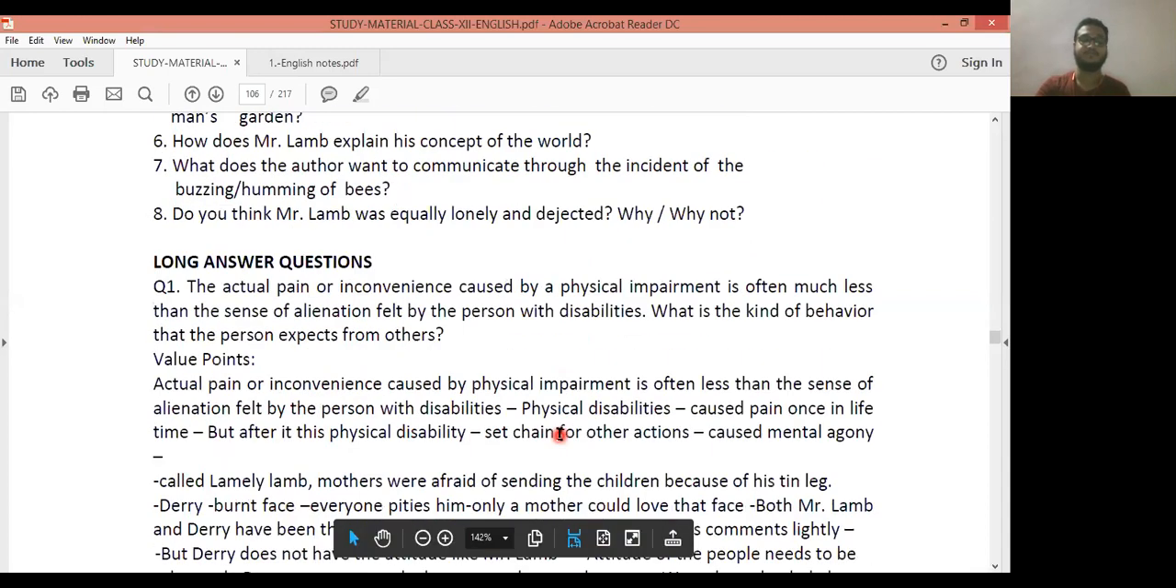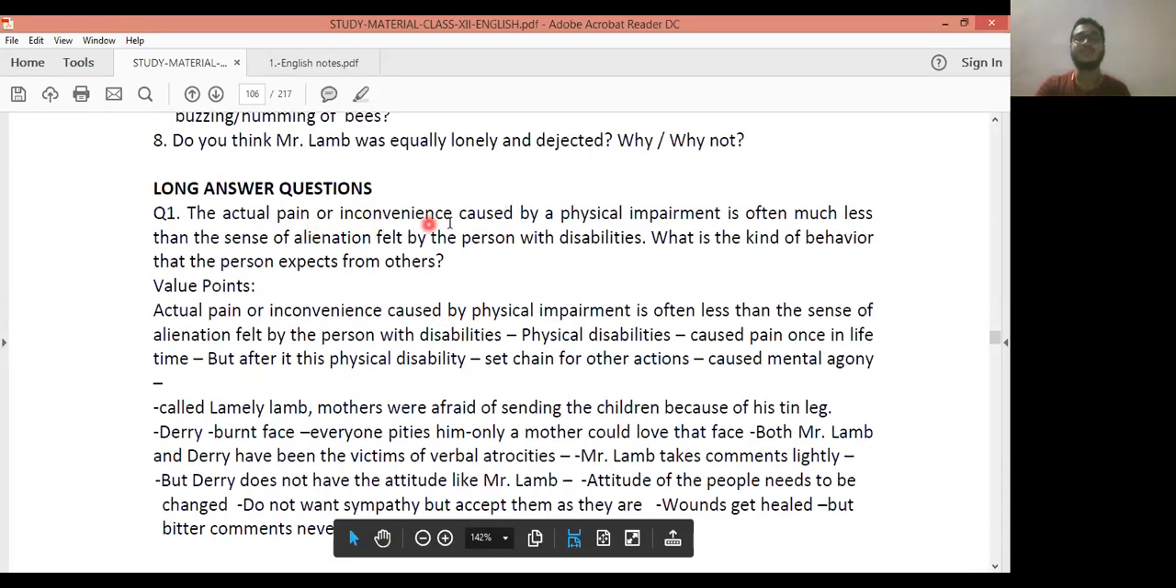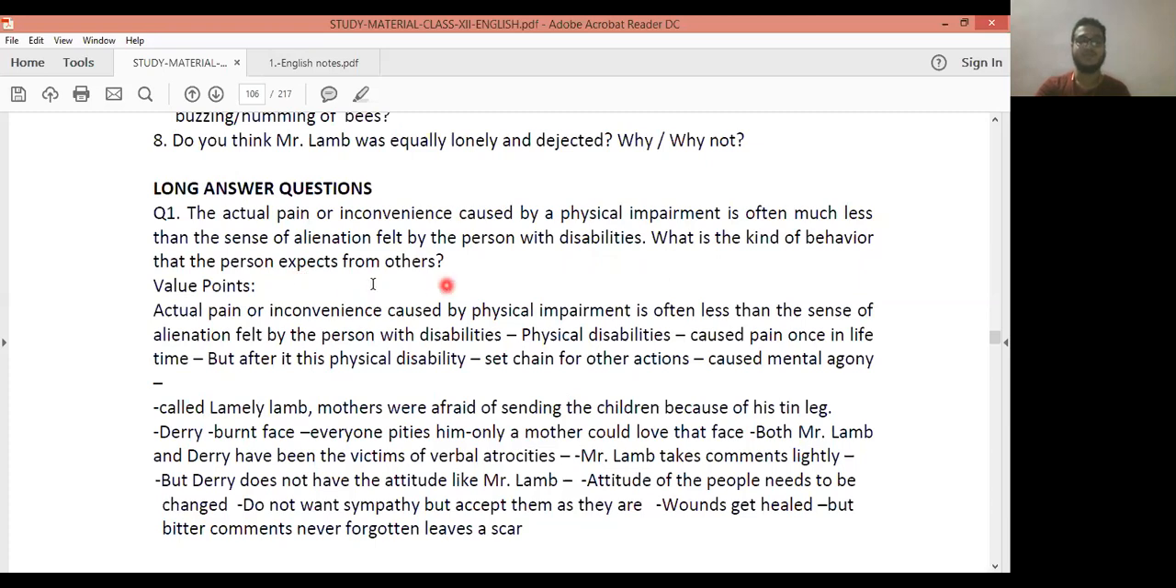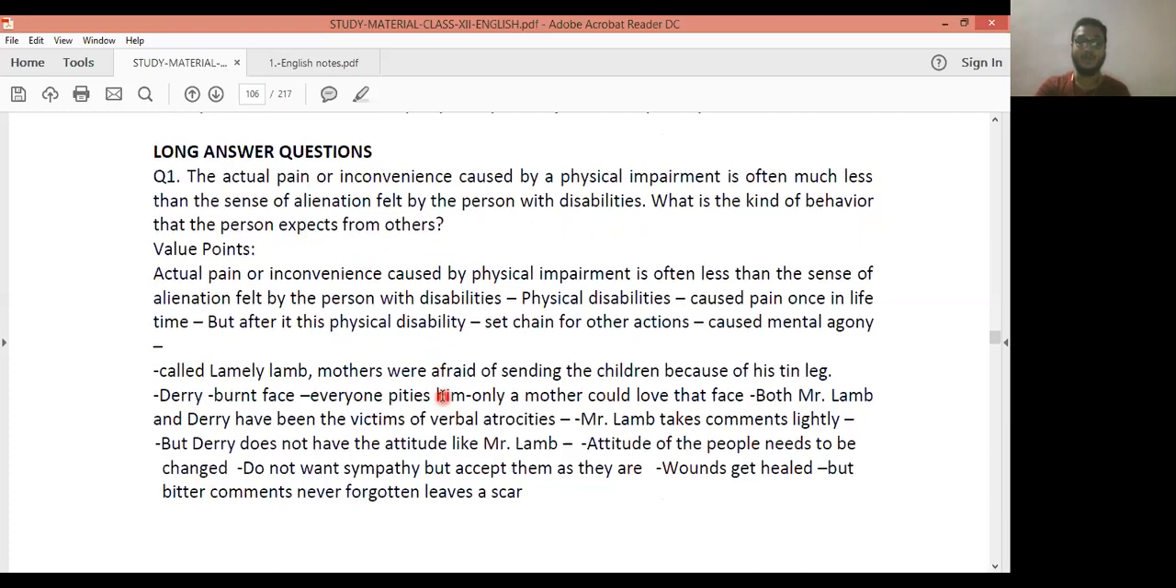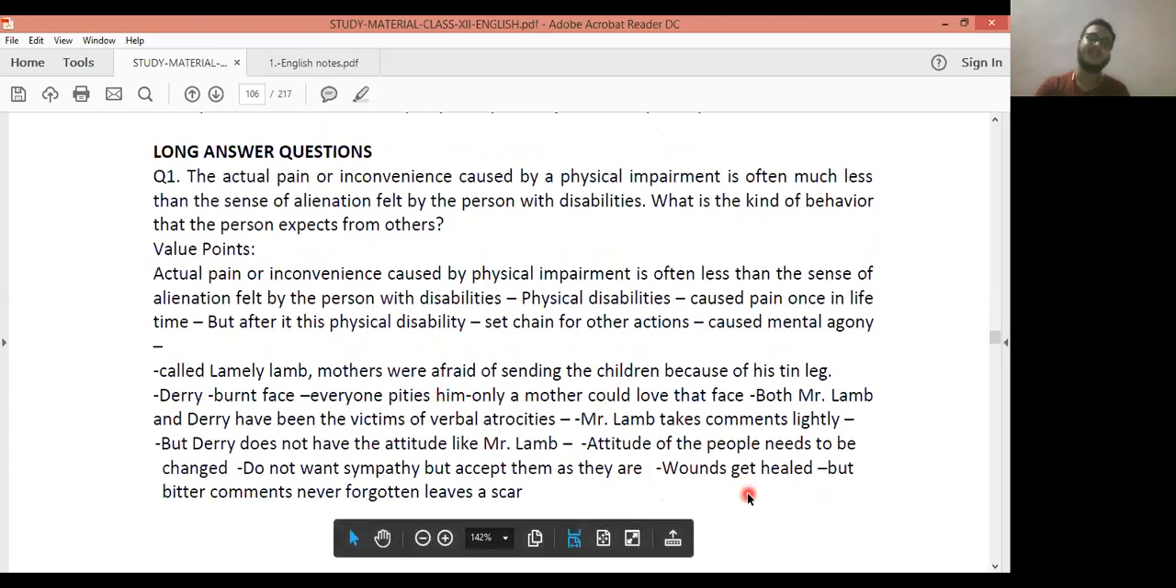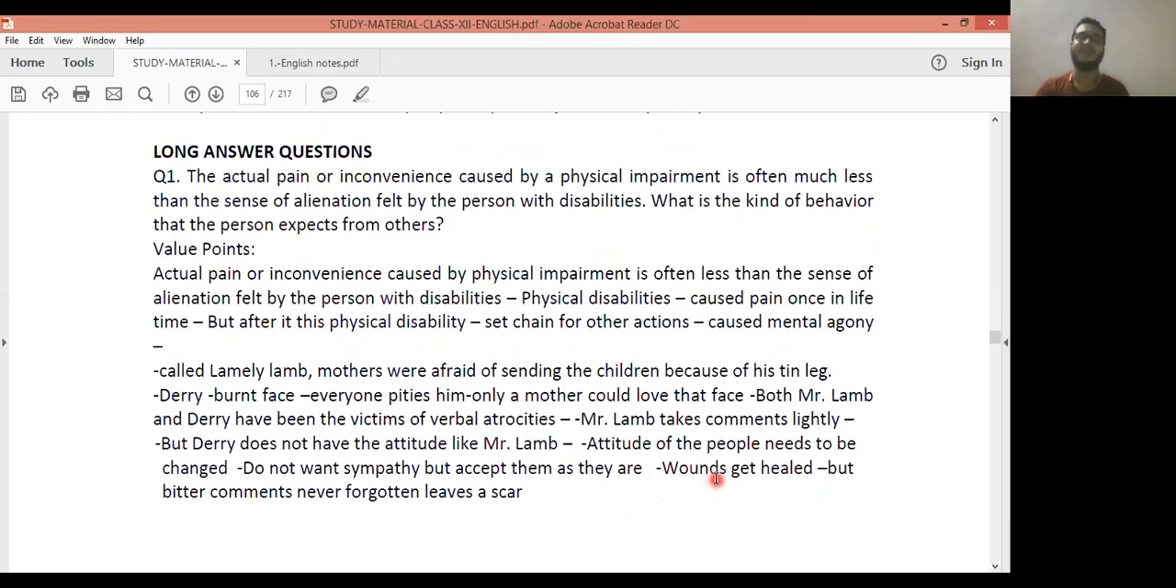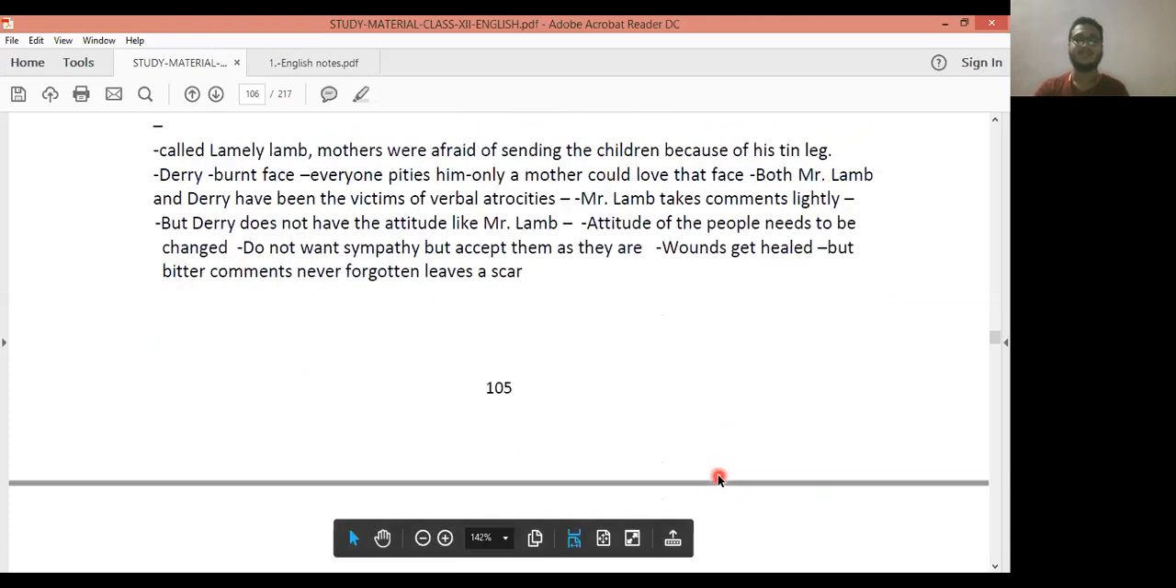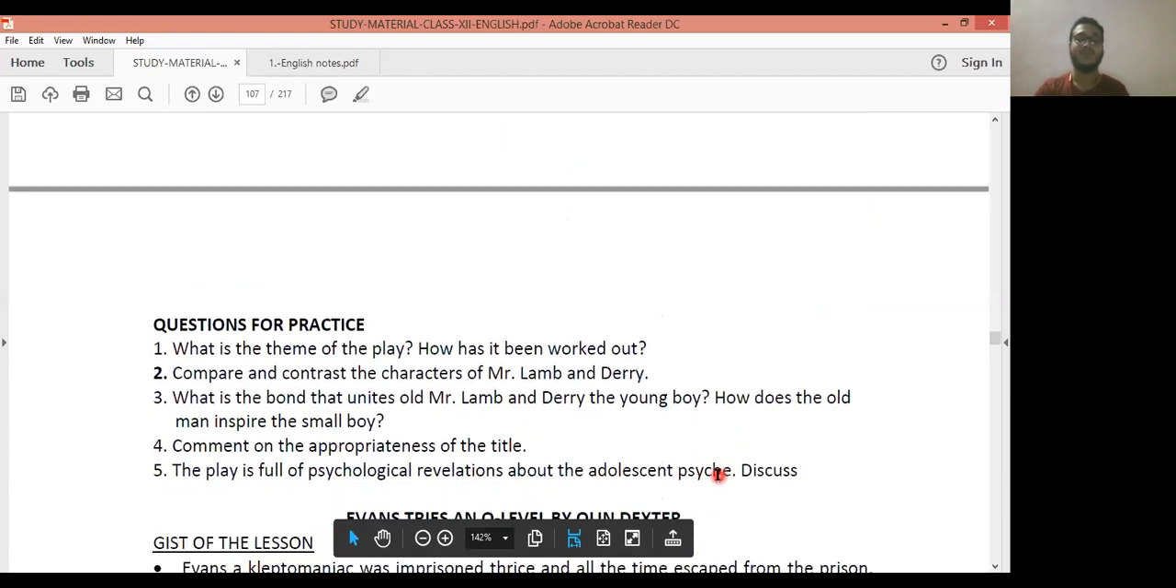Next, long question. The actual pain and inconvenience caused by physical impairment is often less than the sense of alienation felt by people with disability. What kind of behavior does such a person expect from others? This is an important question, students. Take the screenshot, take the help of the points given here, try to write the long answer and show me. I'll be very happy if you write the answer and present it to me.